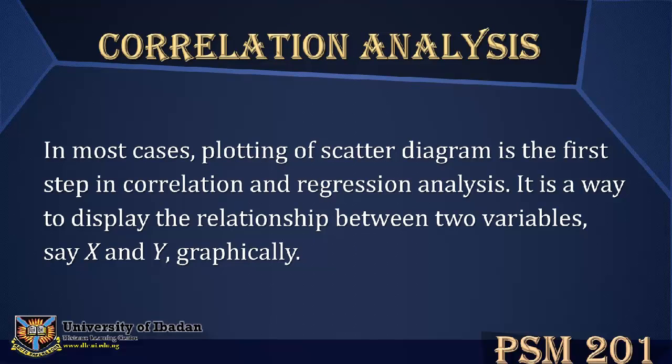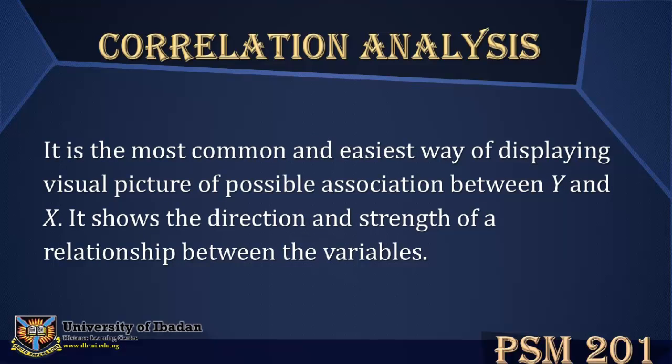In most cases, plotting of scatter diagram is the first step in correlation and regression analysis. It is a way to display the relationship between two variables, say x and y, graphically. It is the most common and easiest way of displaying visual picture of possible association between y and x. It shows the direction and strength of a relationship between the variables.